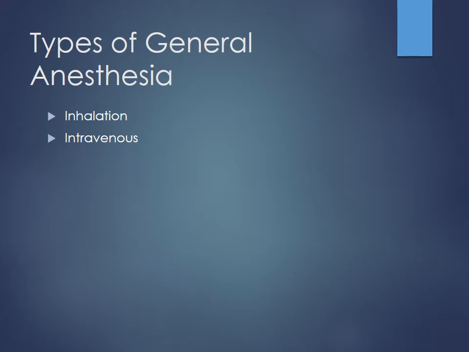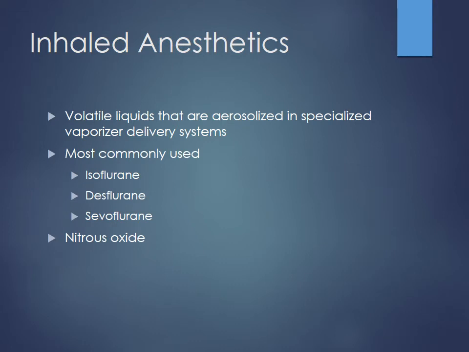We'll start off with the inhalational ones, but again, these are going to be volatile liquids. They usually come in pressurized cans, and they stay in the liquid state, and then they get hooked up to the specific, not nebulizers, but vaporizers, where they can be delivered into the patient. Most commonly, the ones you're going to see used, and we'll talk about these more in detail, are Isoflurane, Desflurane, and Sevoflurane, which are probably the most common ones I've seen used in the OR realm.